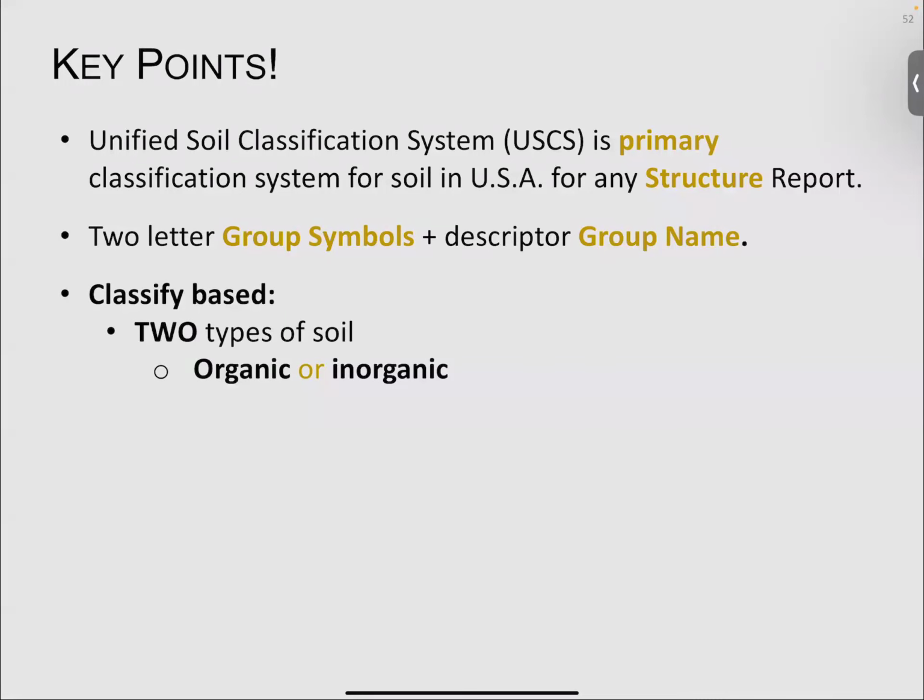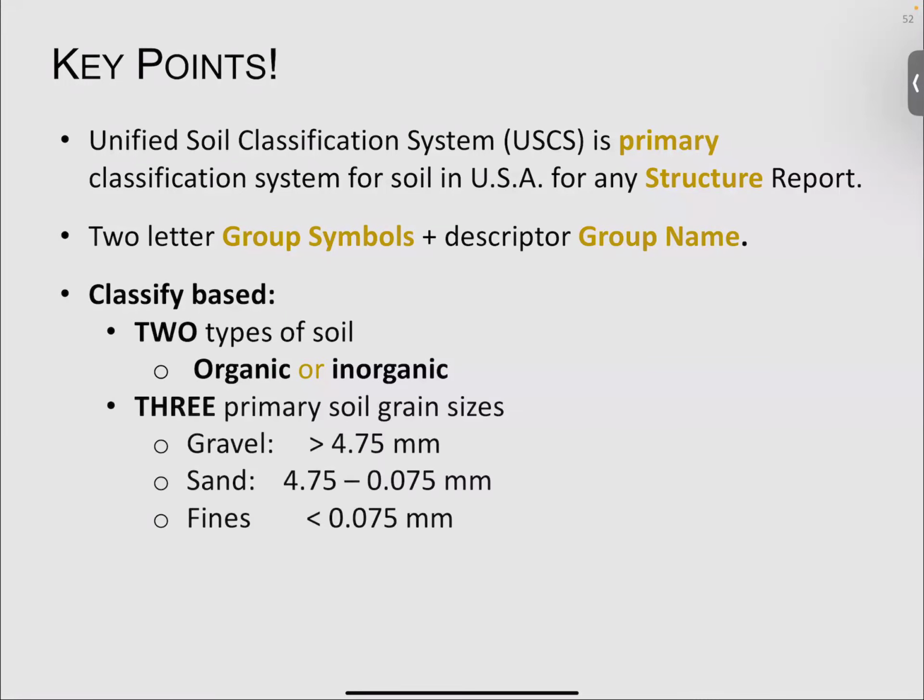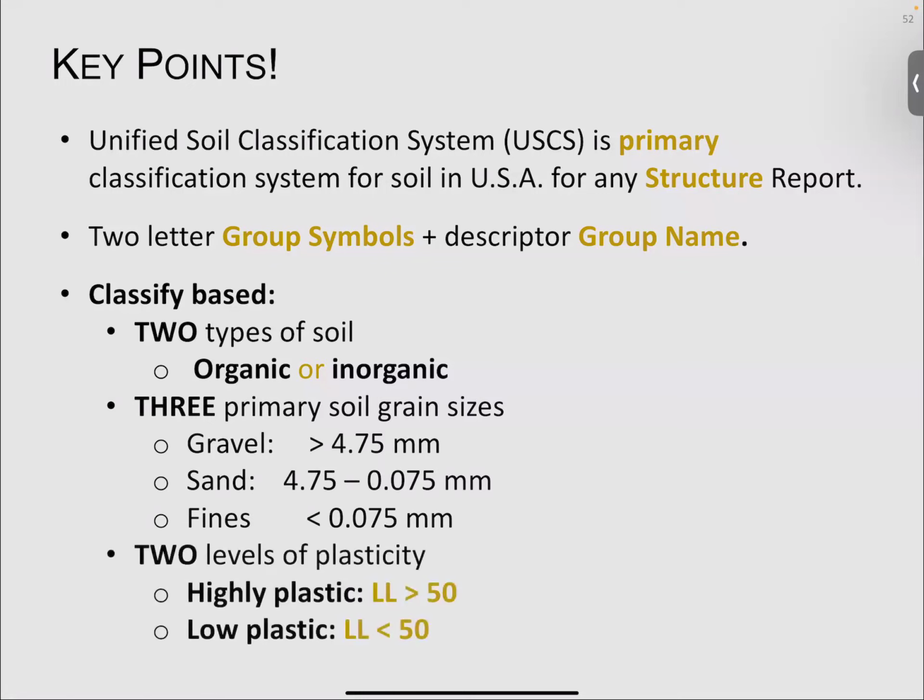The first thing that we look at is organic or inorganic, and then the three primary soil grain sizes: gravel, sand, or fines. And then we use plasticity to define the fines. We don't define the clays or the silts based off of the size of the particle. We use the plasticity to define it. A high level of plasticity is 50%, a low level of plasticity is less than 50%.